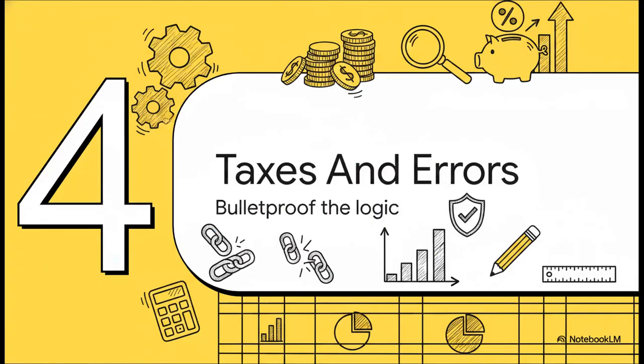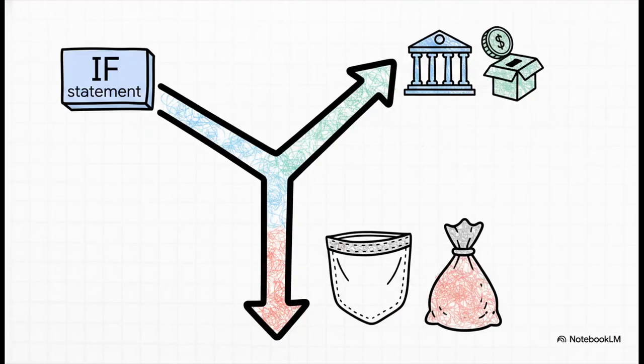Section 4. Handling taxes and errors. Let's bulletproof this logic. Look, we all know the government is inevitably going to take their cut, right? So let's assume a 20% corporate tax rate, but here's the catch. If your brand new e-commerce business is actually losing money in year 1, you definitely shouldn't be paying income taxes on that.